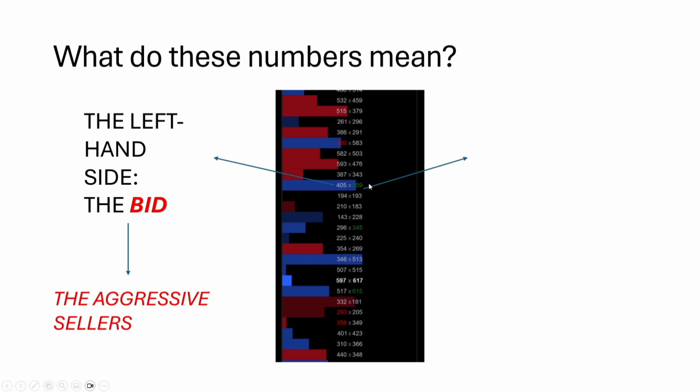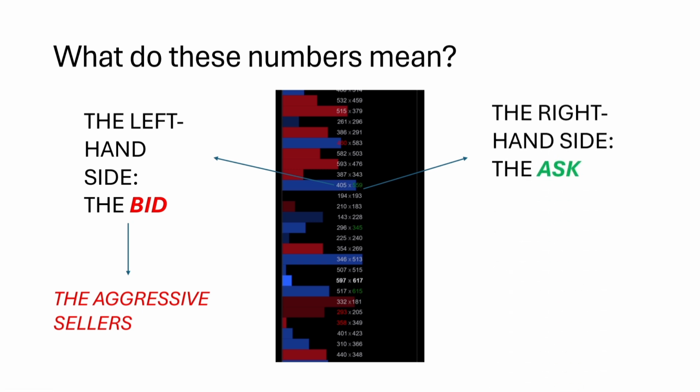Let's say this is ES at 6,700. At the time of recording, I think we're pretty close to 6,700 on ES, right? At this time, let's say 10 a.m. Eastern, there were 105 sellers at this price. Now that is the left number. The left number is the aggressive sell orders.